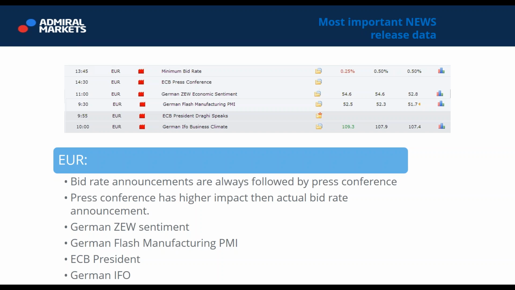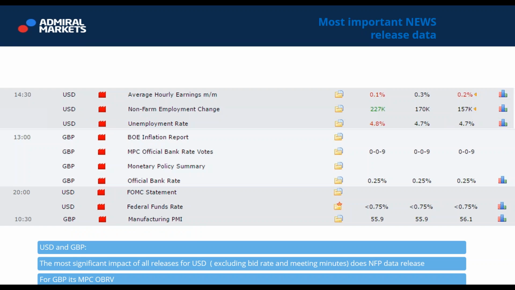So, minimum bid rate decisions, ECB press conference, German sentiment, economic sentiment, German flash manufacturing PMI. And when Mr. Draghi speaks, it's always volatile, and German IFO business climate. So those are some of the news that you might try to trade, like spike trading that I will show you. For dollar and GBP, I will show GBP a little bit later.